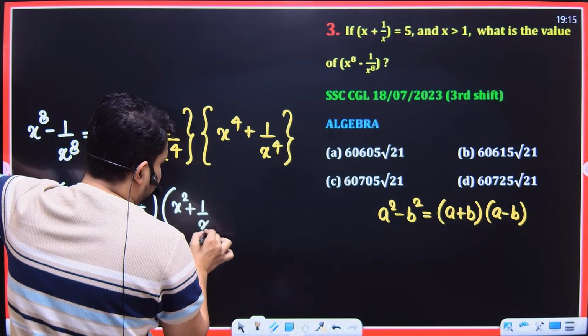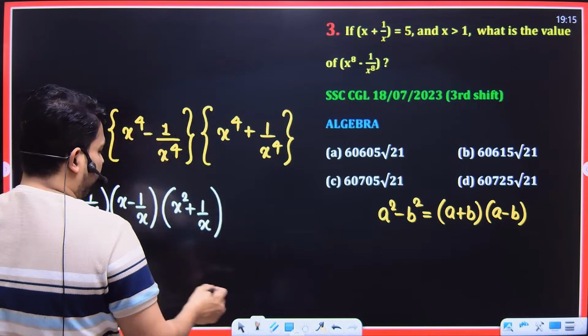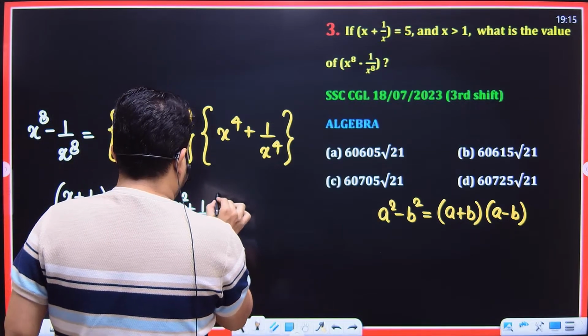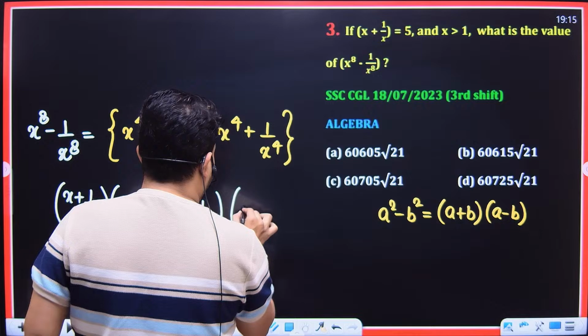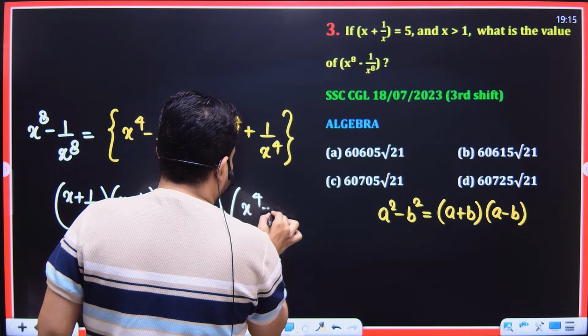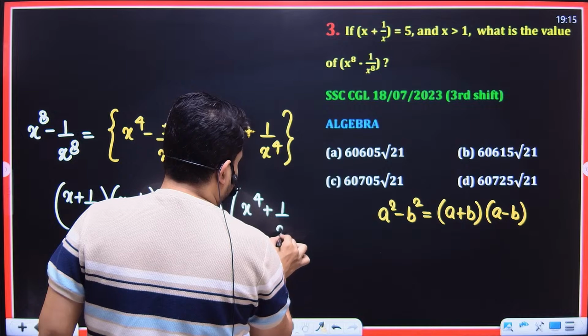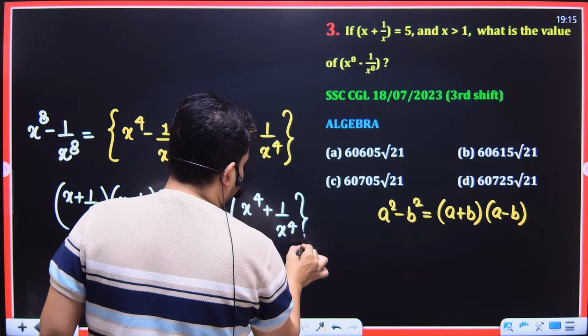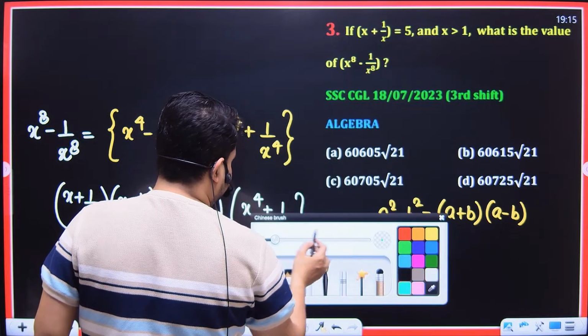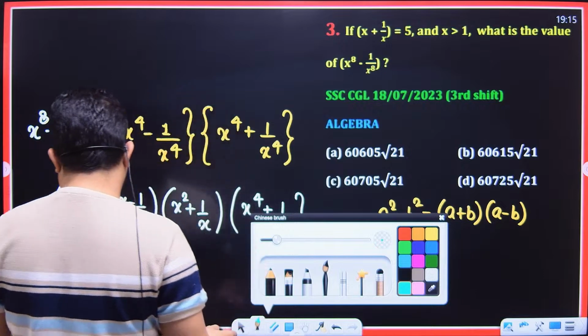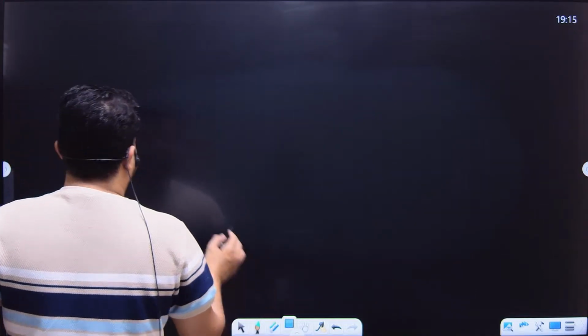If I combine these, I have x to the power 4 minus 1 upon x to the power 4, and x to the power 4 plus 1 upon x to the power 4. I have to put values here. So first of all, I will tell you a method.